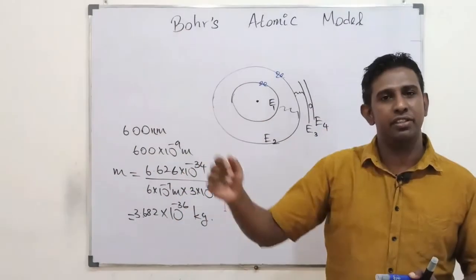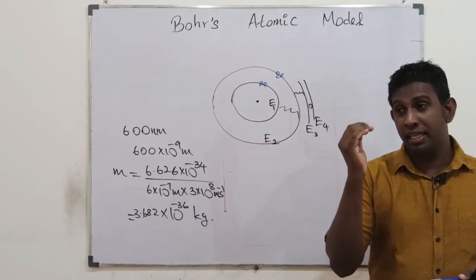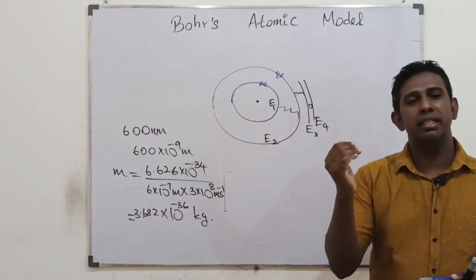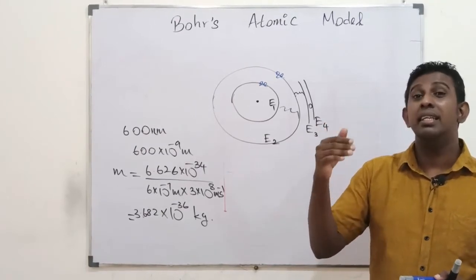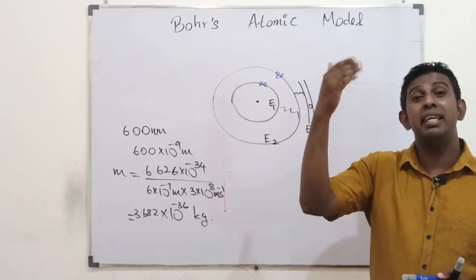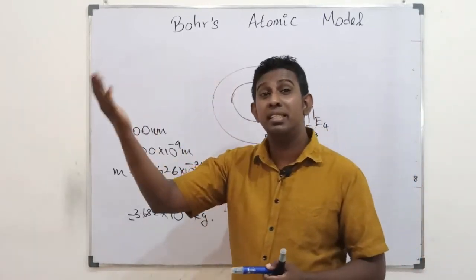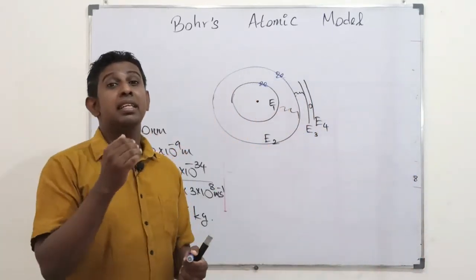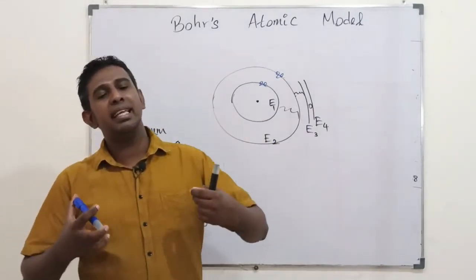That means you first fill the smallest energy level, the first level. Then the second smallest energy level. Then the next, then the next. So you need to fill them in the increasing order of energies of the energy levels. Electrons have to be filled that way, so those are the least energy electrons.